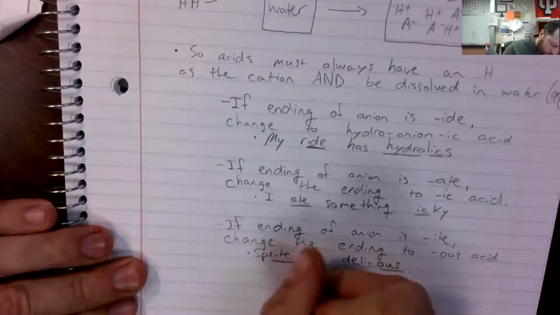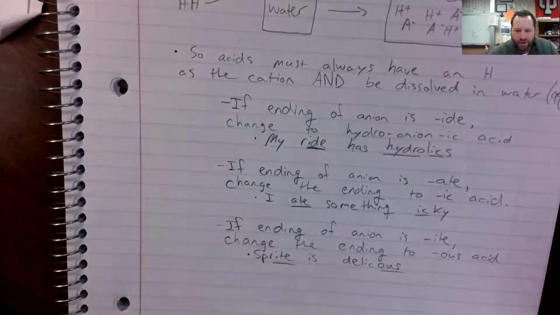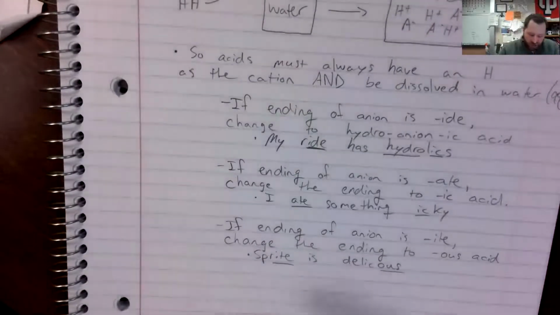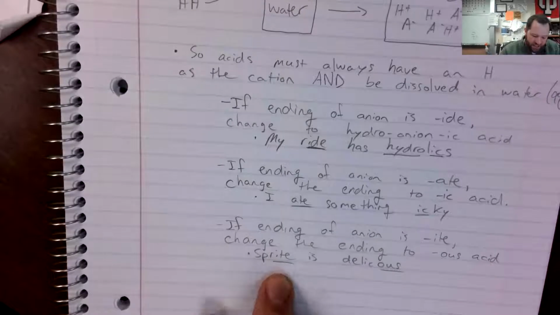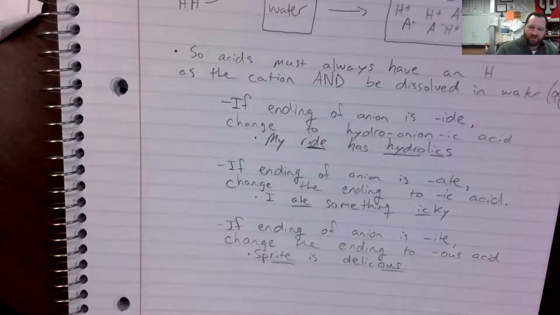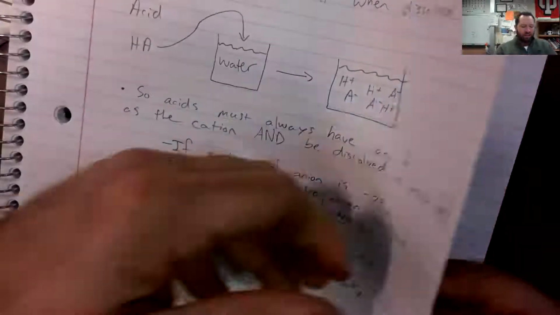And the saying there: Sprite is delicious. I don't know if you agree with it or not. To be honest with you, I don't even find Sprite to be that good, but the saying works. Sprite is delicious. If it ends in ITE, we put OUS. All right, let's take a look at some examples.